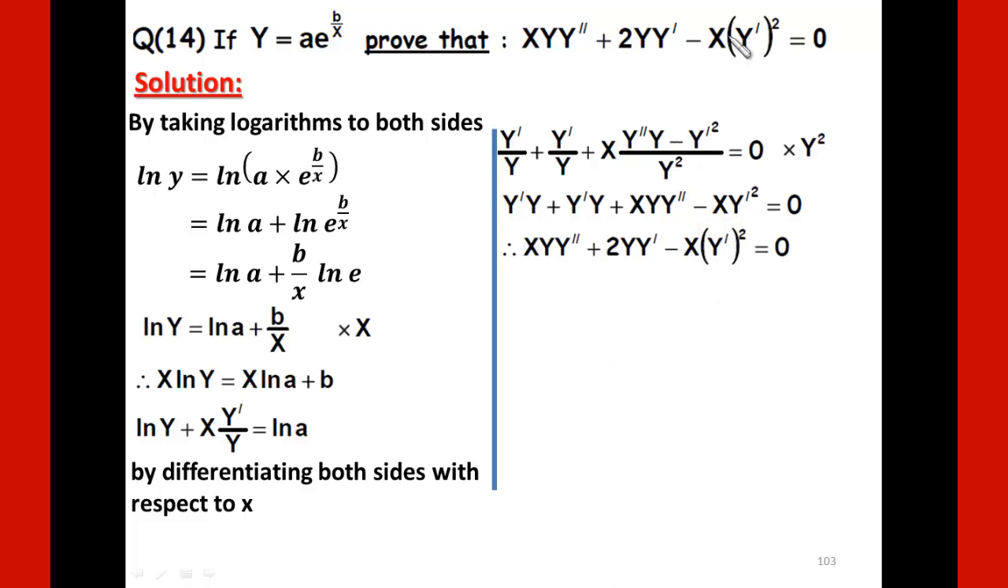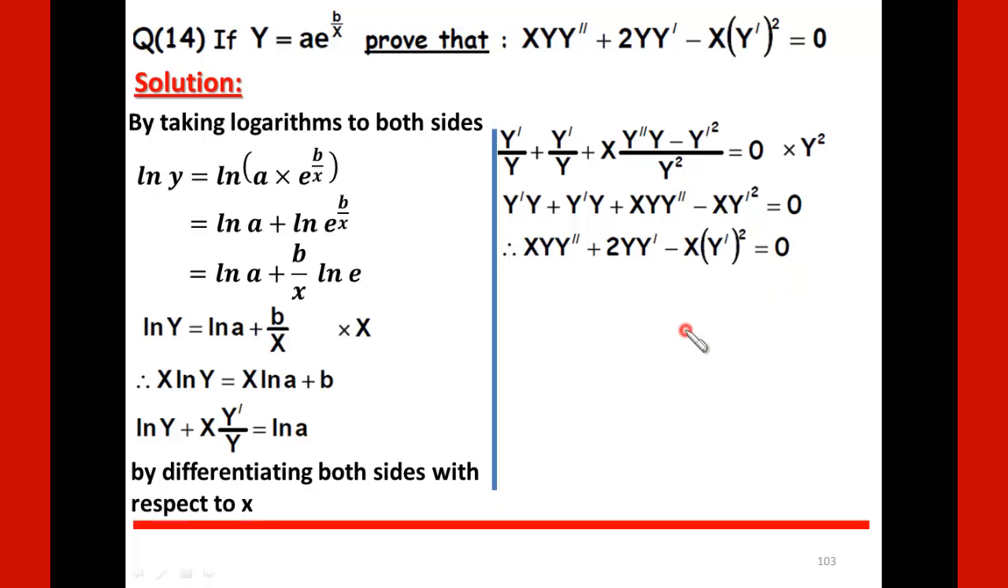Putting y dash between brackets under the power. So the result will be x y y double dash plus 2y y dash minus (x multiply y dash) all square equals 0.